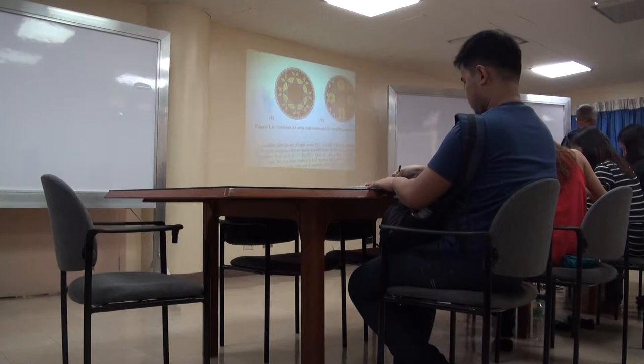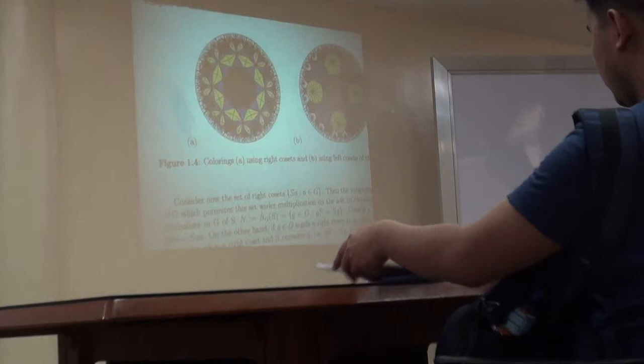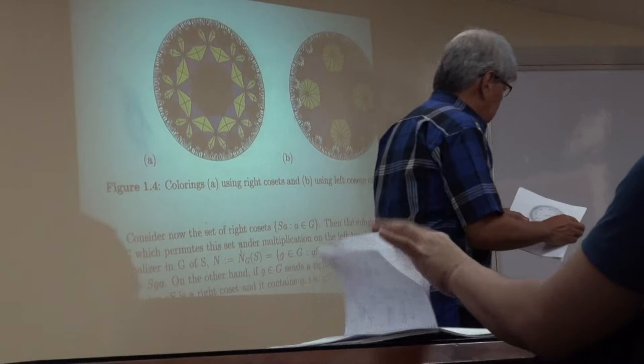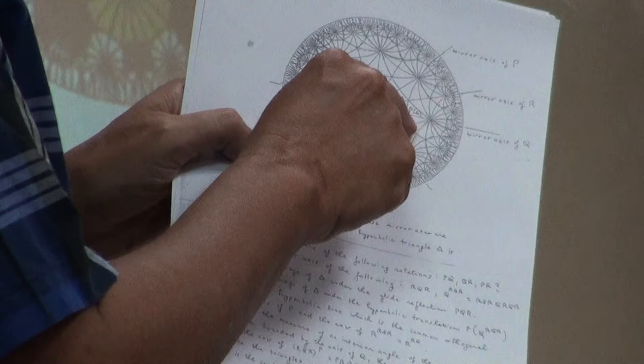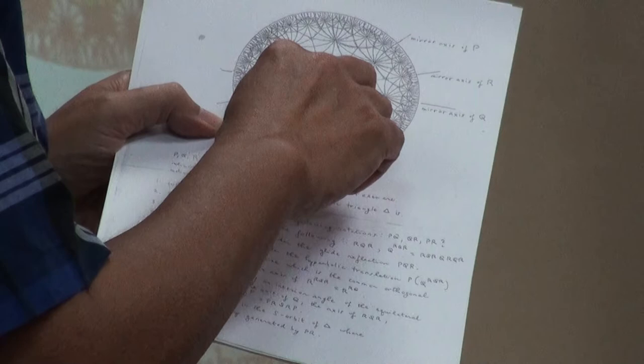On it and just explain that assignment. So first, you can see here, can you see the delta? Okay, the delta refers to the triangular region, and the triangle is bounded by this horizontal line, which is the mirror axis of the reflection P.